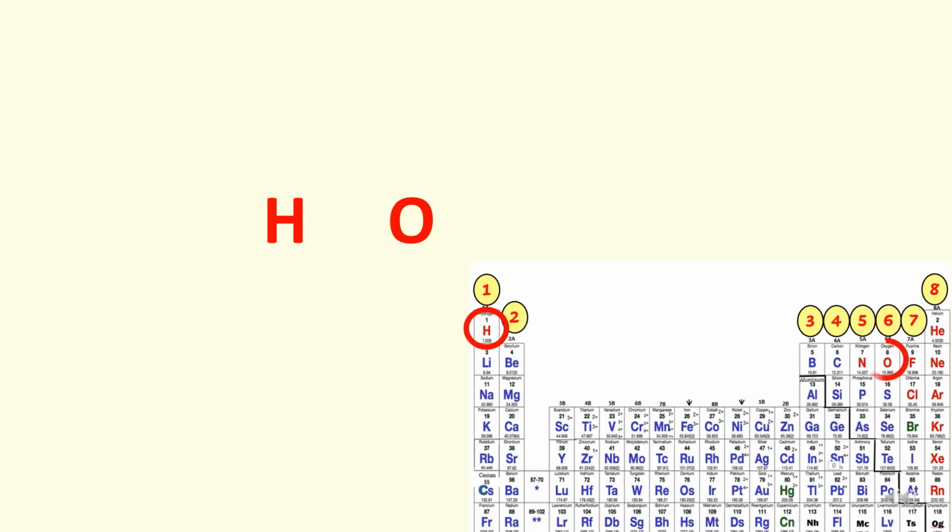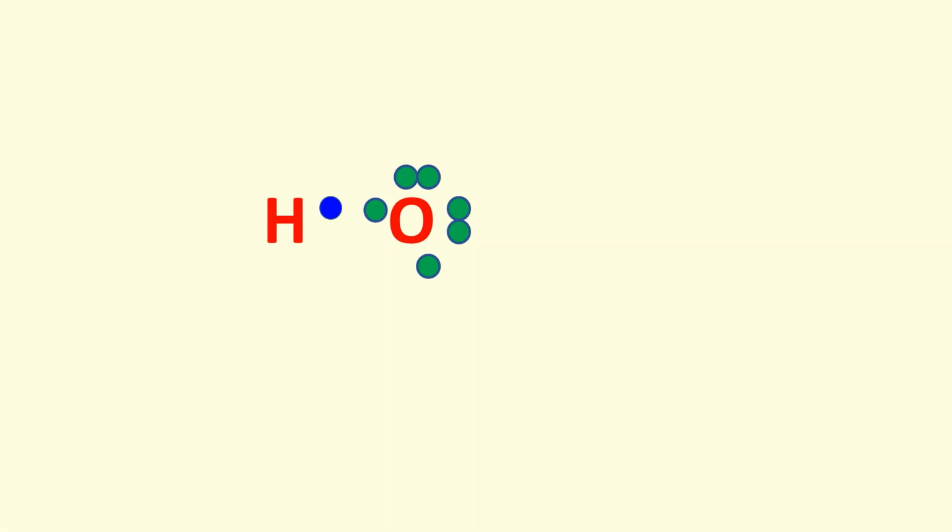This also works if you have 2 different nonmetal atoms bonding together. So hydrogen is in group 1. It has 1 valence electron, so we're going to give it 1 dot. Oxygen is in group 16, so it has 6 valence electrons. It gets 6 dots. Remember, we put 1 on each side, then we go around and double up. Let's rotate the shared electrons and stack them vertically.